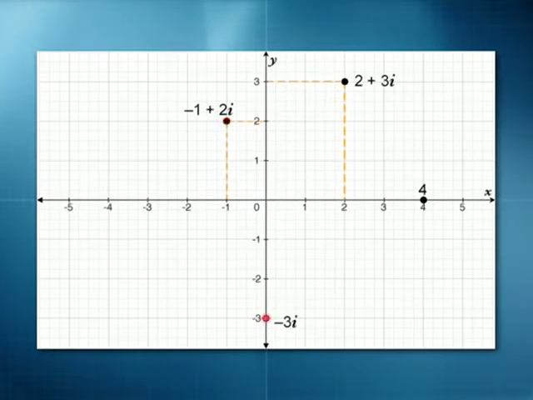The complex number minus 3i is actually on the imaginary axis at minus 3. And then over to the right, you see the point 4. It's the real number 4. So we know how to plot complex numbers, don't we? If I give you a complex number, you know how to plot it now.